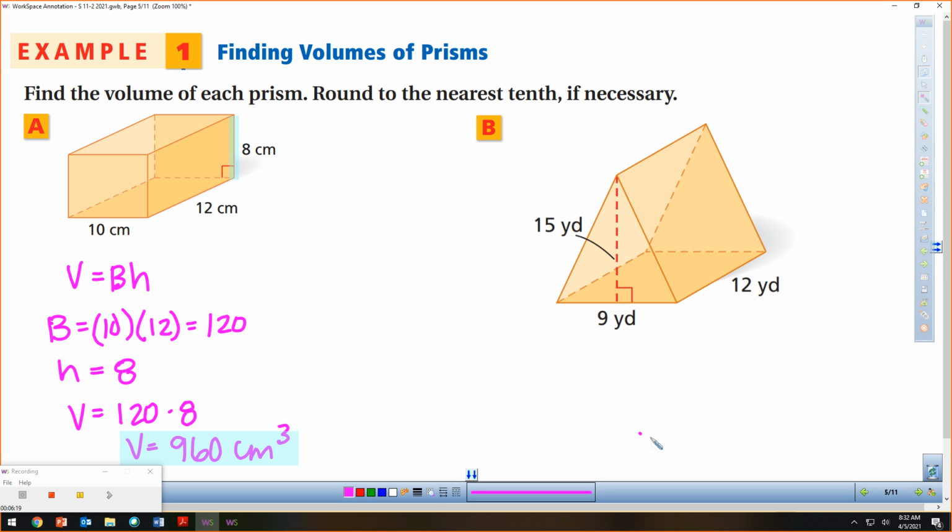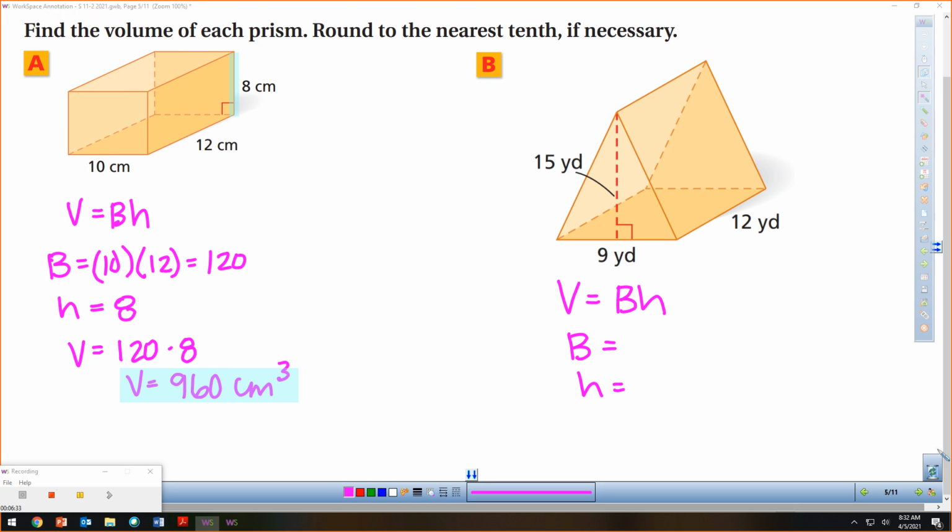So, the volume formula for a 2-base figure is volume equals big B times H. So I need my big B, which is the area of the base, and I need the height of my 3-dimensional figure. Okay, what shape is my base? A triangle. So I need the area formula for a triangle for big B, which is 1/2 base times height.